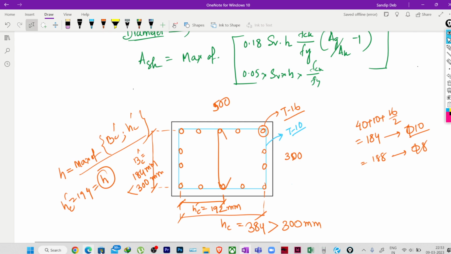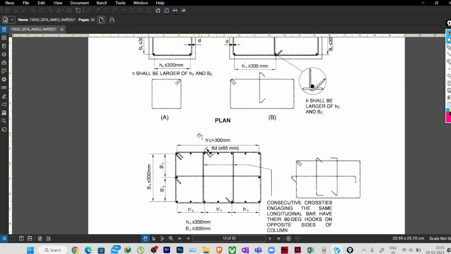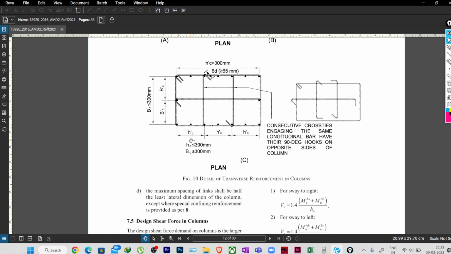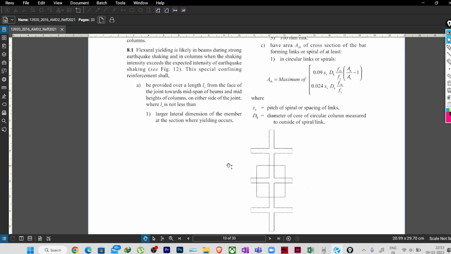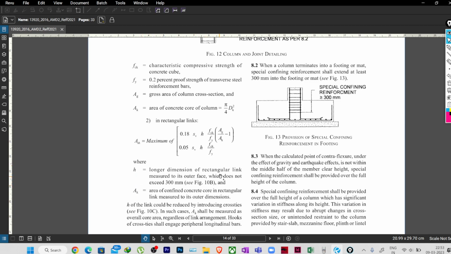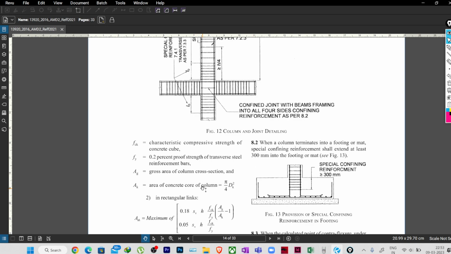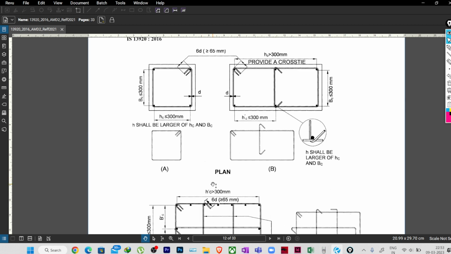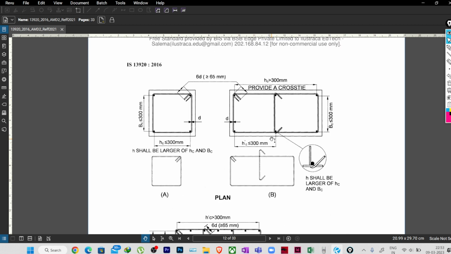Let me see what the code says about this. H shall be the larger of HC and BC. Okay, that is what the code is also saying. Here if you see in this formula, H is the longer dimension of rectangular link measured to its outer face, which does not exceed 300 mm. C10B. So 10B, this one, right?